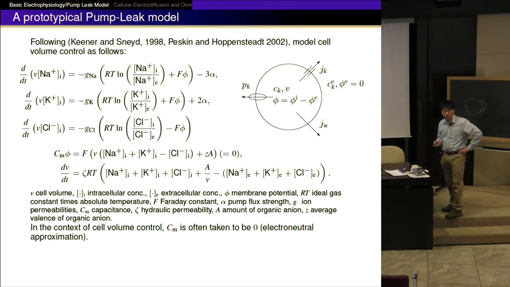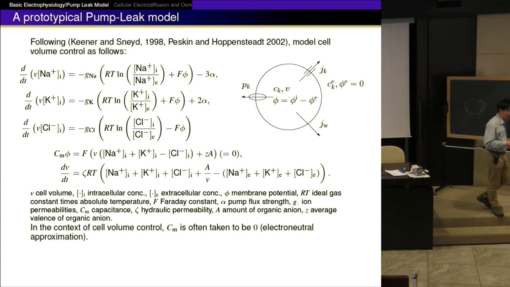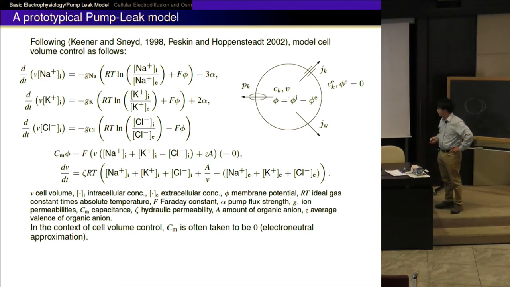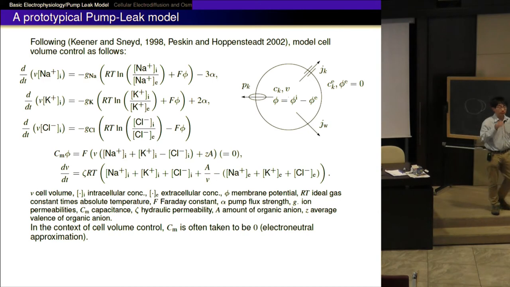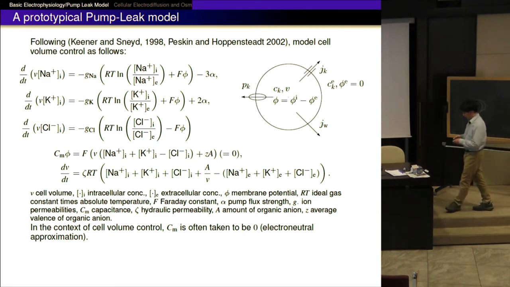So this is called the pump leak model, which was basically introduced in the 1960s by people at, I think, Rockefeller, Tosteson and Hoffman, who were studying red cell volume control. So red blood cells were the first system in which volume control was really studied carefully.